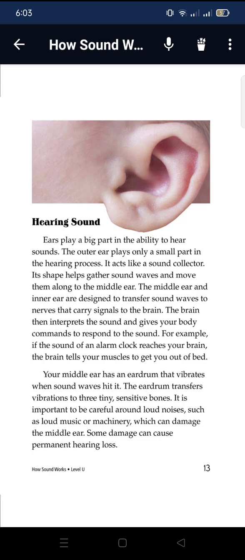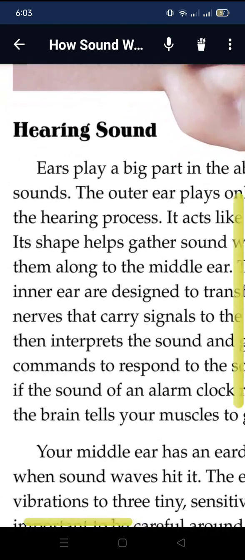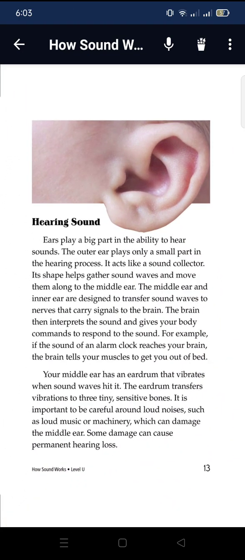The middle ear and inner ear are designed to transfer sound waves to the nerve that carries signals to the brain. The brain then interprets the sounds and gives the body commands to respond to sound. For example, if the sound of an alarm clock reaches the brain, muscles must get you out of bed.